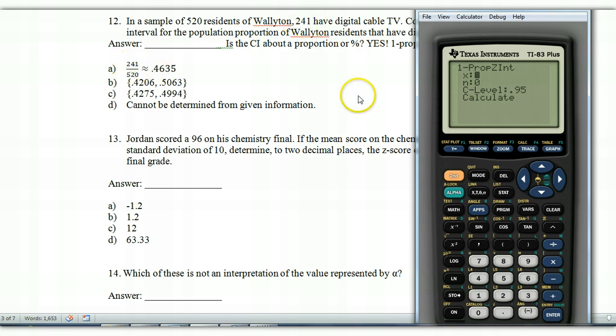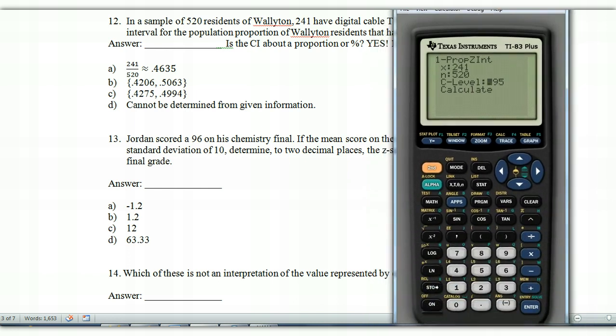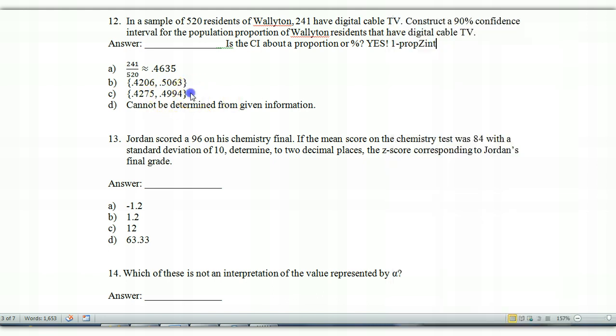But the 241 over the 520 is the number that we're looking for, and we want a 90% confidence interval. So change it from 0.95 to 0.9, and then tell it to calculate. So there's our confidence interval, 0.4275 to 0.4994. That's C.